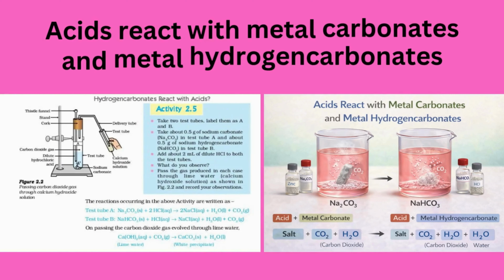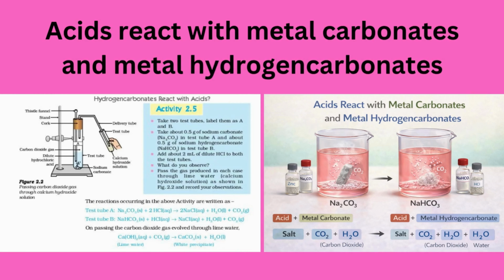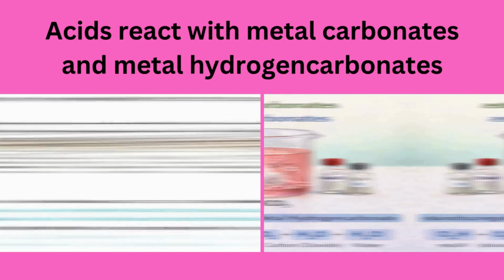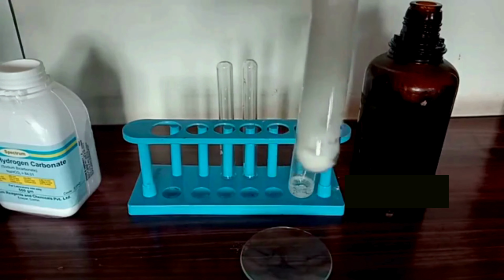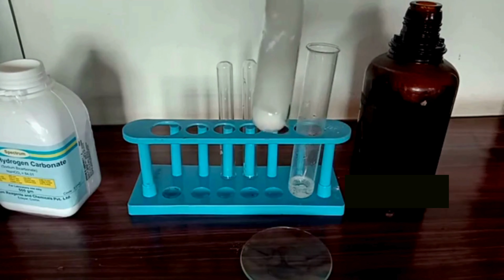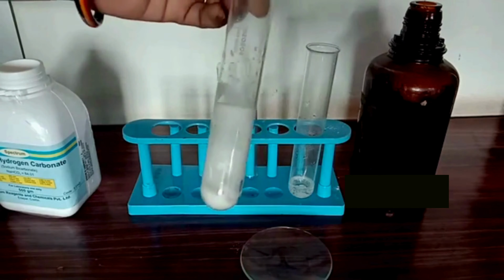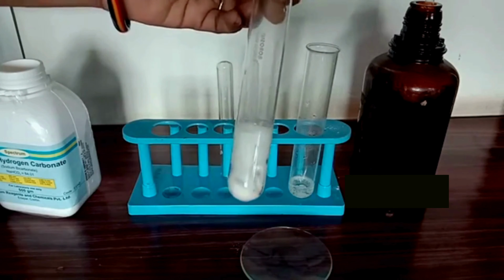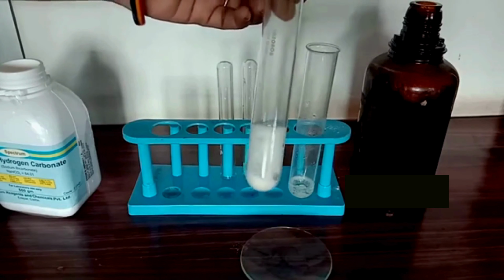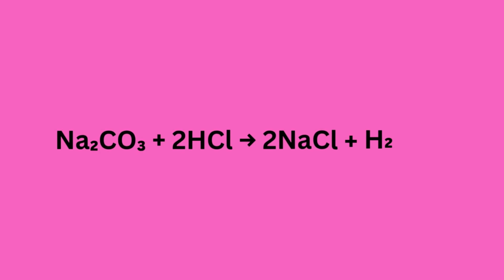Acids react with metal carbonates and metal hydrogen carbonates. When acids react with carbonates or hydrogen carbonates, they produce salt, water, and carbon dioxide gas. For example, Na2CO3 plus 2HCl gives 2NaCl plus H2O plus CO2. This reaction is very important.